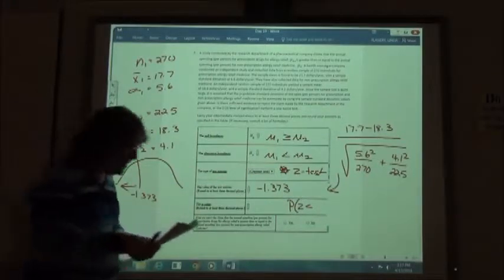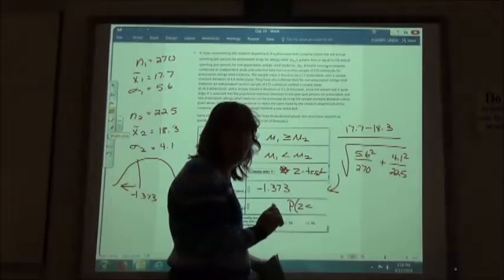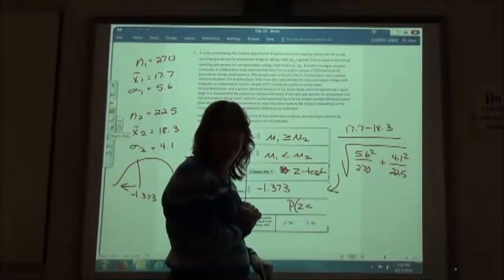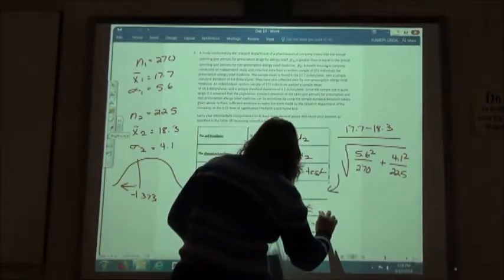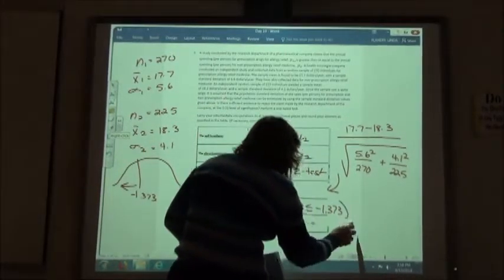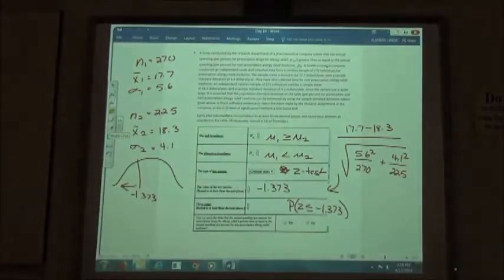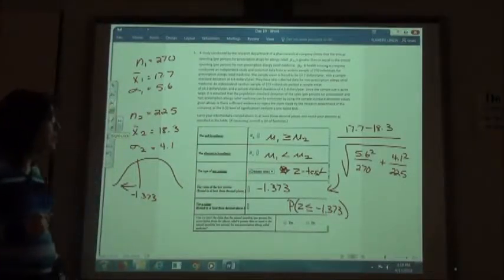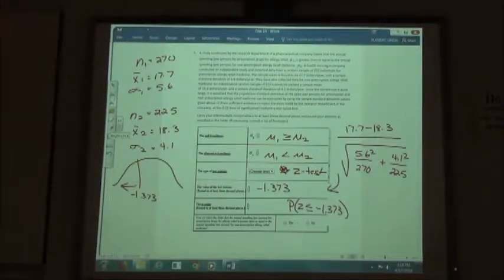Right? P of z is less than, does it have the equal to sign underneath, or is it just a plain less than? Less than or equal. Okay, less than or equal to -1.373. So we're just doing that calculation. Since we're going to the left, we don't need the 1 minus like we did when we had the right-tailed test on the previous one. The p-value is the percentage of stuff that's in that section. That's what the p-value stands for. To 3 decimal places, when you do p of z is less than or equal to -1.373.